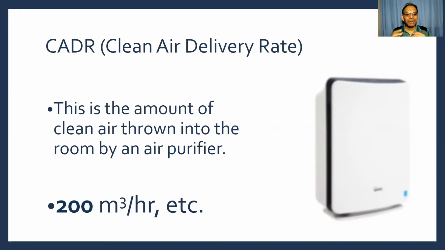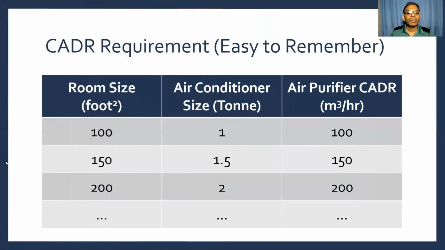That's my enemy. So the enemy you want to protect against. And then finally the capacity, how much air you will purify. So 200 meters per square. This is just a rule for people to know. Typically a 100 square foot room will have one air conditioner, 1 ton. Similarly, you need 100 meter cube per hour.